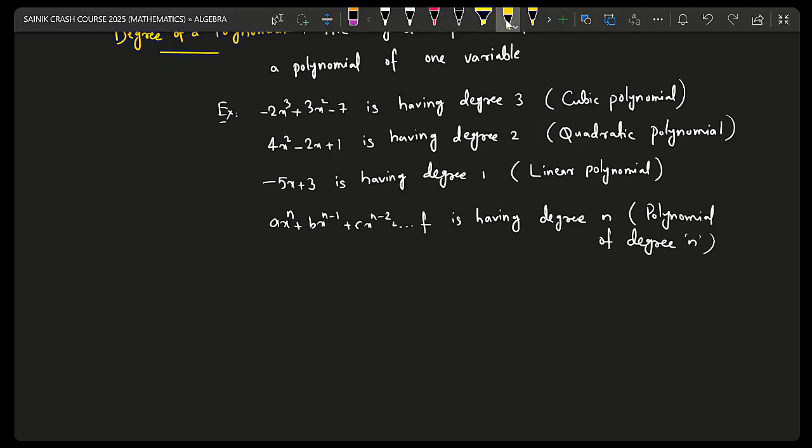Now, classification of polynomials based on the number of terms they have. If a polynomial has only one term, what do you call it? Monomial. If a polynomial has two terms, then it is called a binomial.